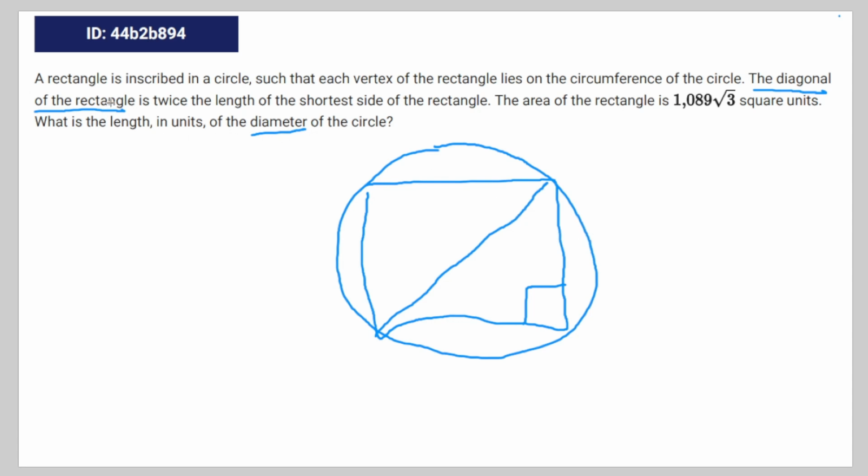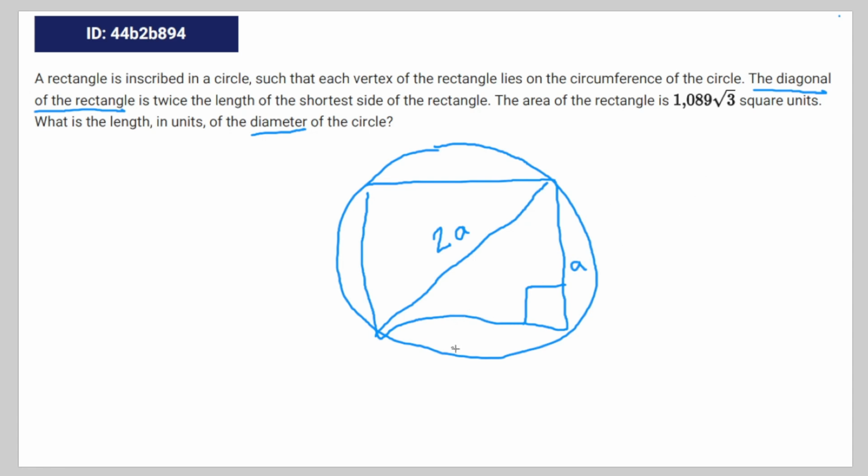So it's also given us the fact that the diagonal of the rectangle is twice the length of the shortest side of the rectangle, which means that the hypotenuse of the triangle is equal to 2 times the length of the shortest leg of the triangle. So just modeling it like that.